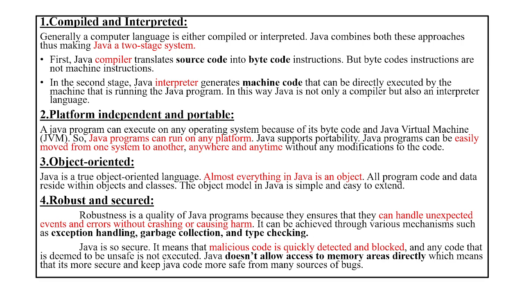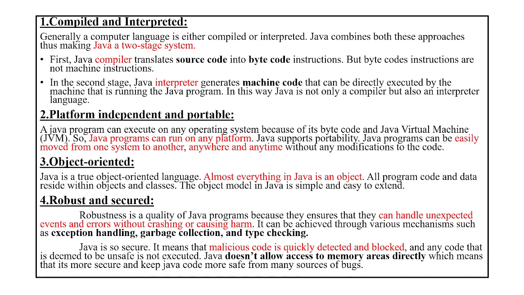Let us move to the second point, that is platform independent. Platform independent means the program can be executed on any operating system. So the Java program can run on any operating system or any platform. And Java is also portable. Portable in the sense easily moved from one place to another. So Java programs can be easily moved from one system to another, anywhere, anytime, without any modifications to the already existing code. And hence we call Java platform independent and portable.